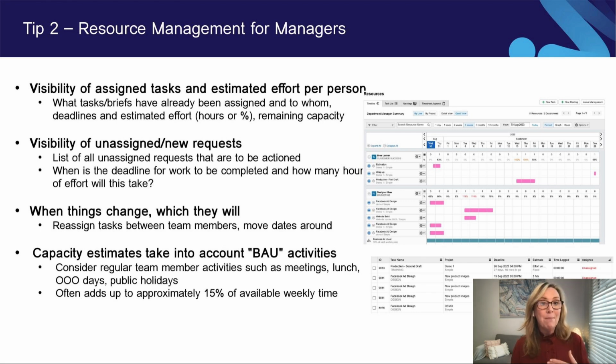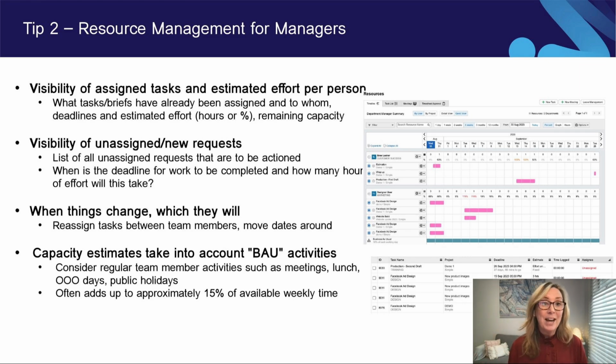So when I then go and jump and look at my list of unassigned or new requests, so these new requests that have come into the team, I can see who's got capacity to take these additional tasks on. So as a manager, I want to be able to see all of these unassigned or new requests in a single view, not I've got multiple emails that have come to me. And what is the deadline for work to be completed? How many hours will it take? So I've got that snapshot before I start looking at who I'm going to assign it to.